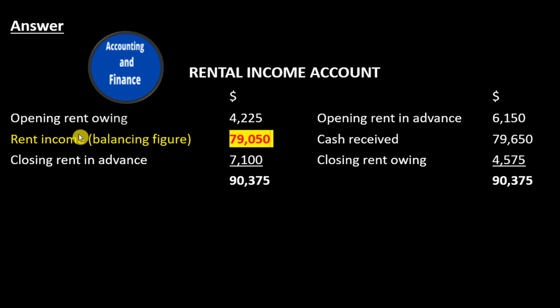Rental income amount. Opening rent owing, $4,225. Rent income balancing figure, $79,050. Closing rent in advance, $7,100. Total, $90,375.